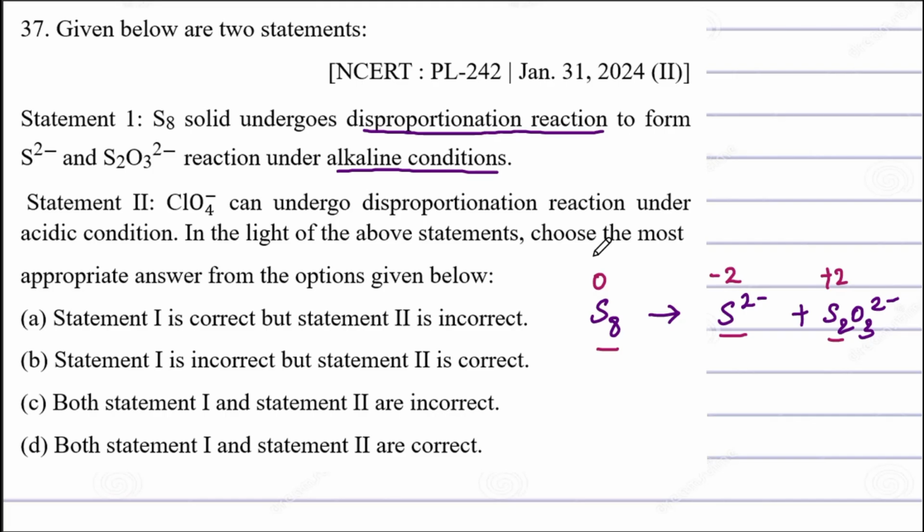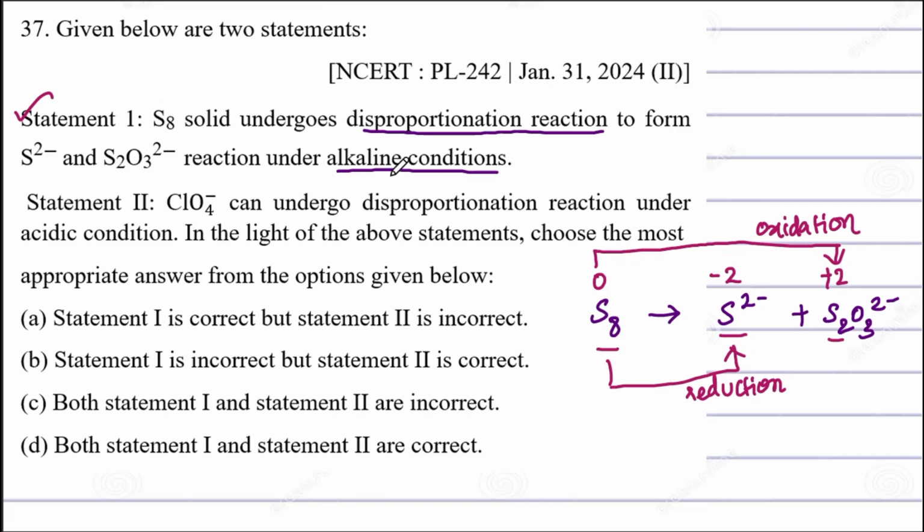So for sulfur, from 0 it is increased to +2, so it is obviously oxidation. Then again for sulfur, from 0 it is decreased to -2, so it is reduction. So the same atom undergoes both oxidation and reduction, so it shows a disproportionation reaction. So statement 1 is correct.